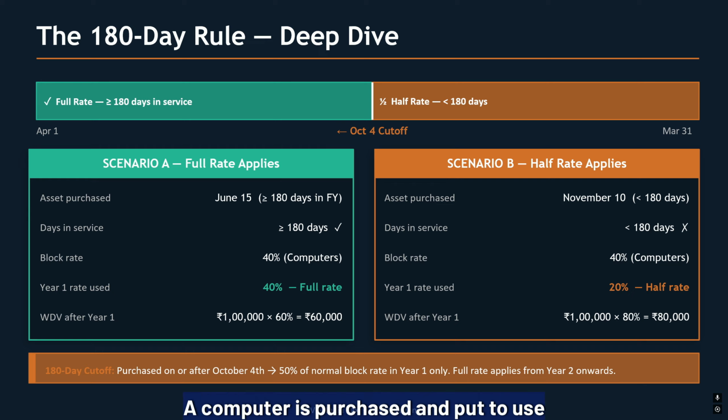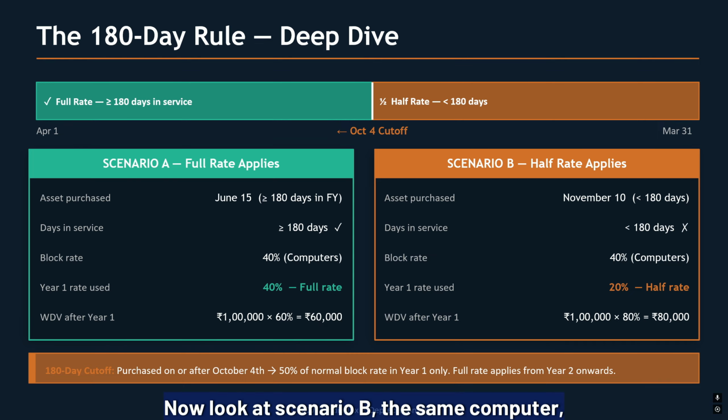Look at scenario A on the screen. A computer is purchased and put to use on 15th June. The financial year starts on 1st April. So from 15th June to 31st March, the asset is in use well over 180 days. The full 40% rate applies here. On the cost of 1 lakh rupees, the year 1 depreciation is 40,000 rupees. The written down value at the end of the year is 60,000 rupees.